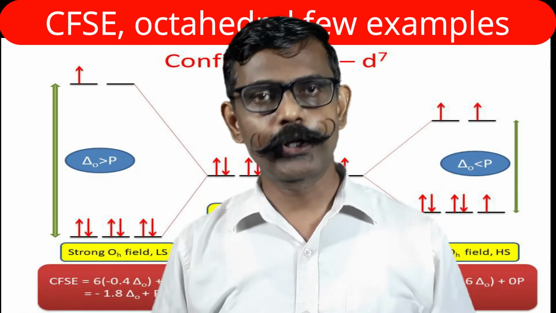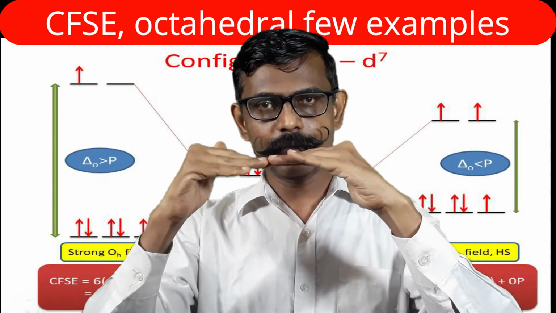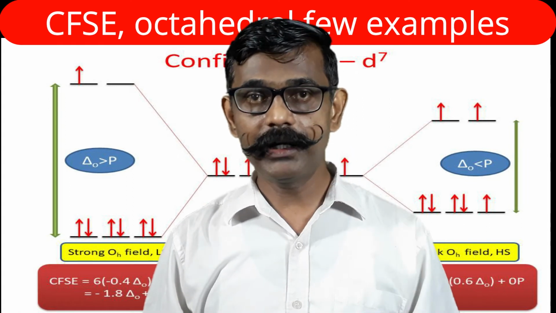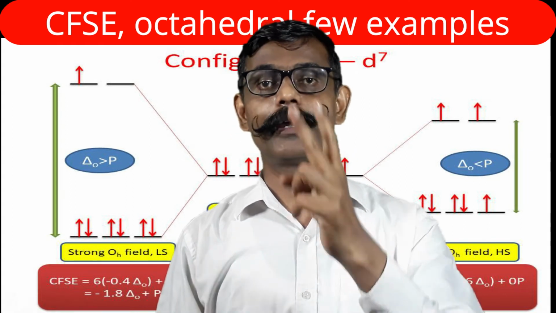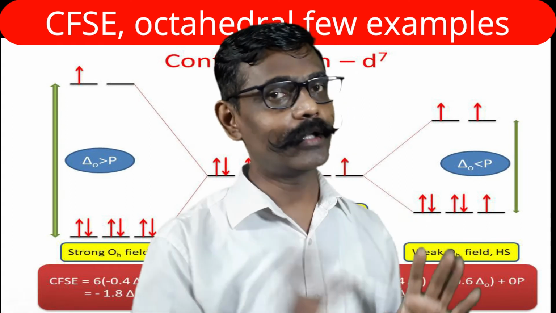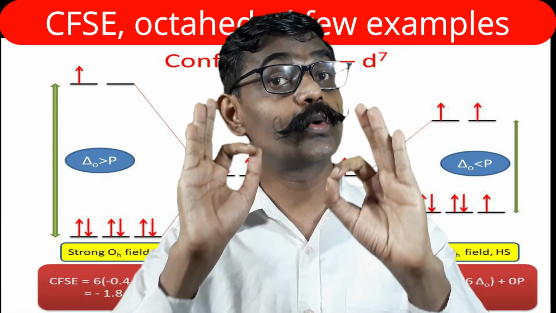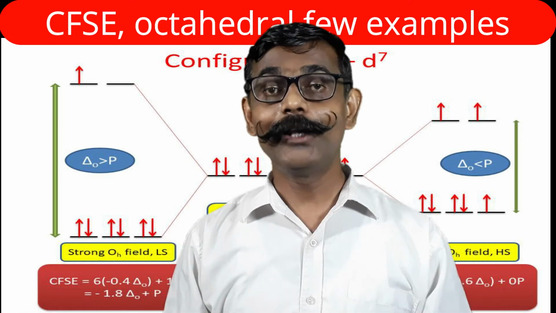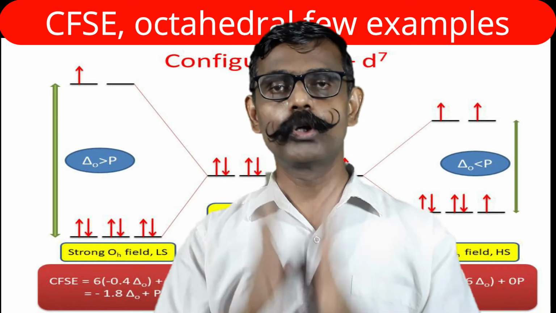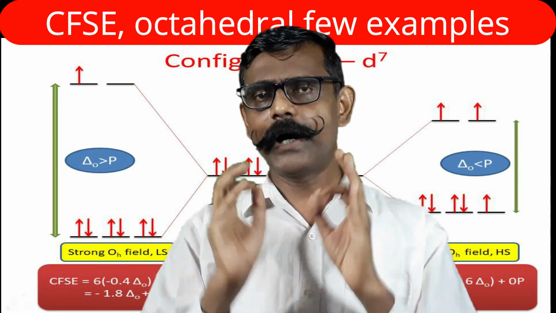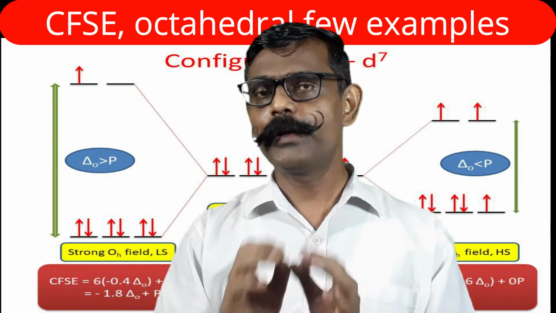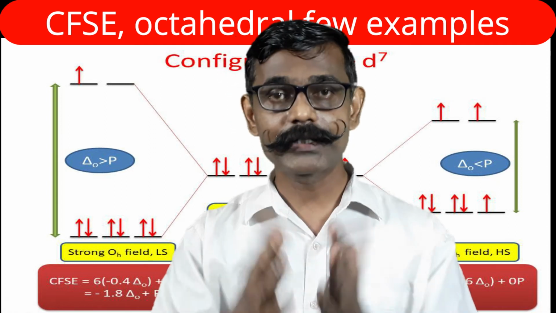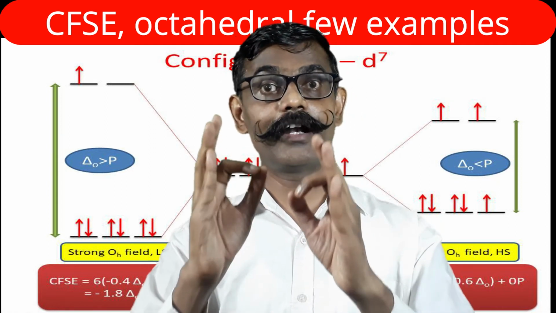Now D7 electronic configuration. In the basic spherically symmetrical hypothetical field, 2 pairs are here. If we consider weak field, high spin complexes, the number of pairs also is 2. So an extra pair is not there. Pairing energy we need not consider because small p is equal to 0. Value of m 5, value of n 2, value of p 0. Substitute those values in our formula: 5 into minus 0.4 delta O plus 2 into 0.6 delta O plus 0 into P. So what's the answer? Minus 0.8 delta O.